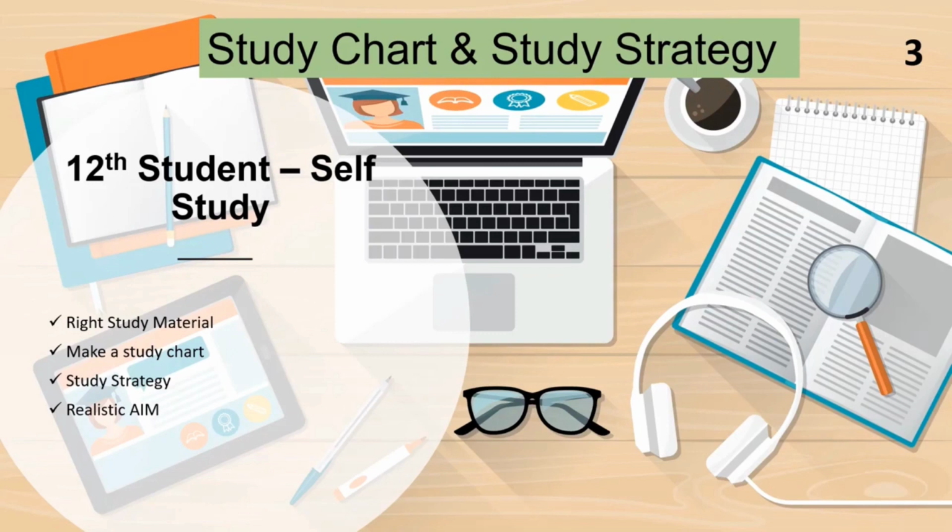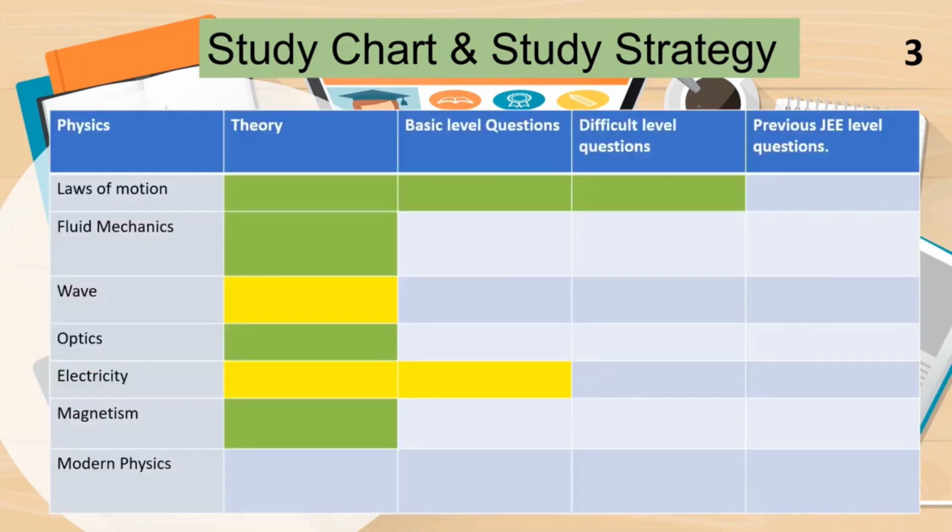We had created a detailed video on the study material, link you can find in the description. So we will quickly move on to the study chart. Study chart will look something like this. It will be a table wherein you will mark all the 3 subjects: physics, chemistry, maths, and you will list down all 11th and 12th class topics. In front of that, you will have 4 columns: theory, basic level questions, difficult level questions, JEE level questions.